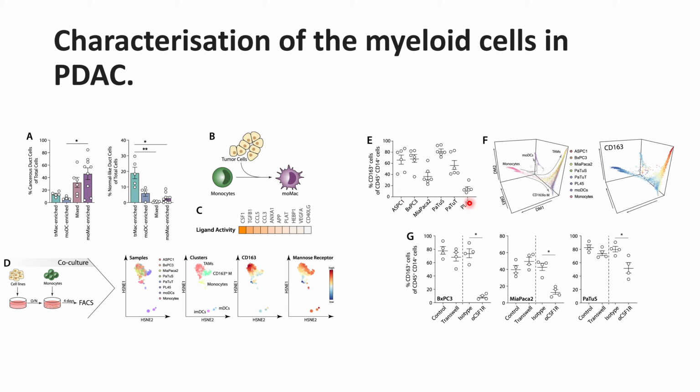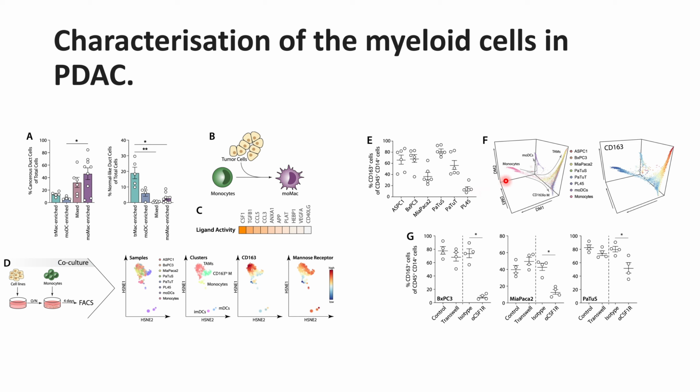So this could indicate that in the PL45 cell line, formation of these macrophages is quite high, as CD163 is the marker for tumor associated macrophages. So in all of the other cell lines, the TAM formations occurred, whereas in the case of PL45, the macrophage formation does not occur.